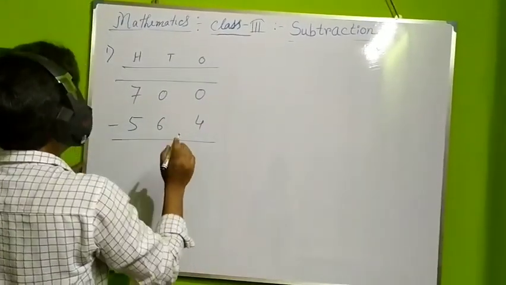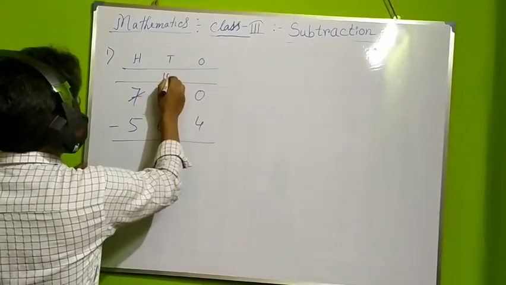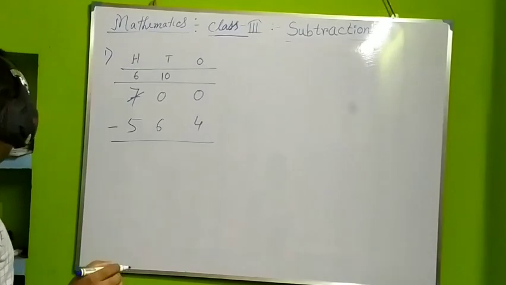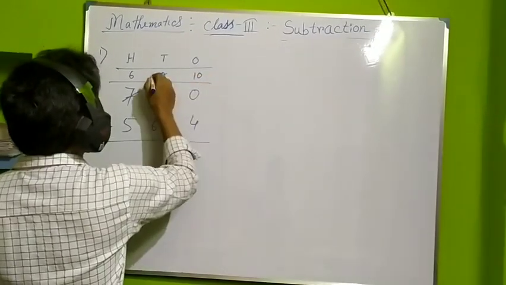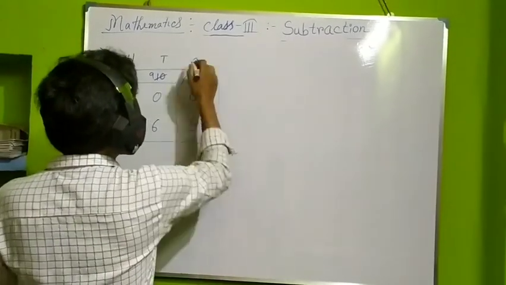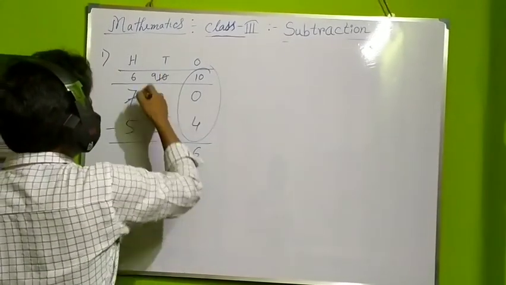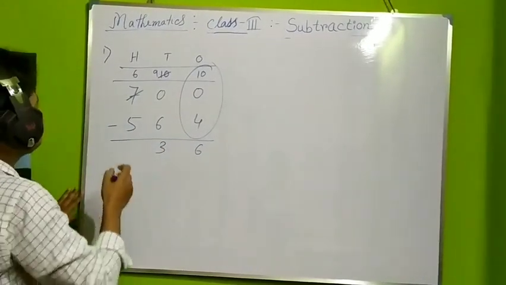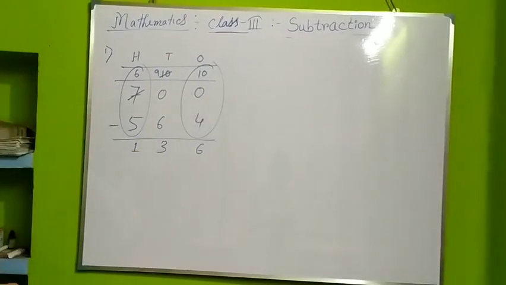So we have to borrow 1 from the 100 place, and after giving 1, 7 converts to 6. Now from the tens place we have to borrow 1. Now at first you take the ones place, so 10 minus 4 equals 6. Now come to the tens place, 9 minus 6 equals 3, and then you come to the 100 place, 6 minus 5 equals 1. So the answer is 136.